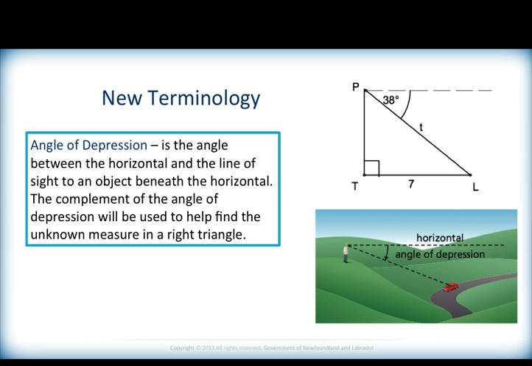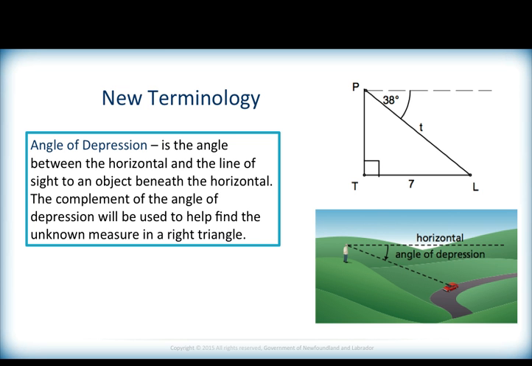First, we're going to look at a new term, which is the angle of depression. Angle of depression is the angle between the horizontal and the line of sight to an object beneath the horizontal. The complement of the angle of depression will be used to help find the unknown measure in a right triangle.